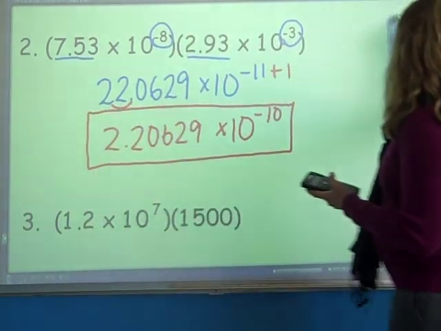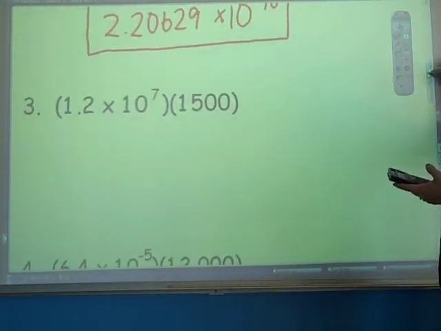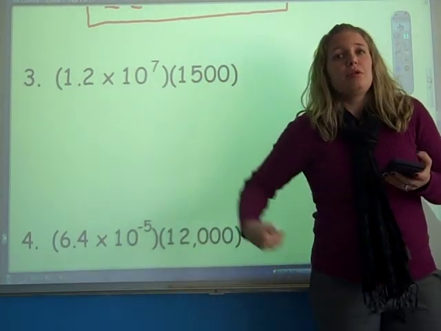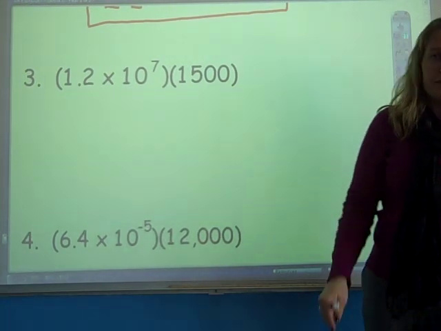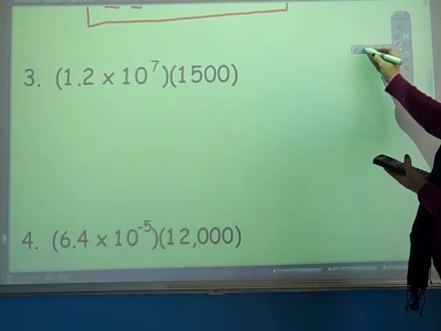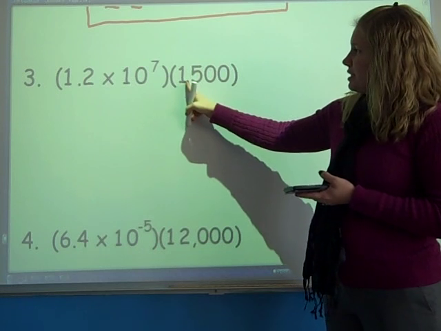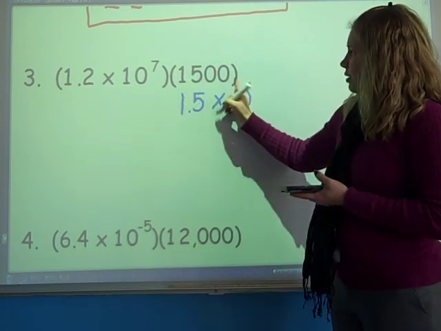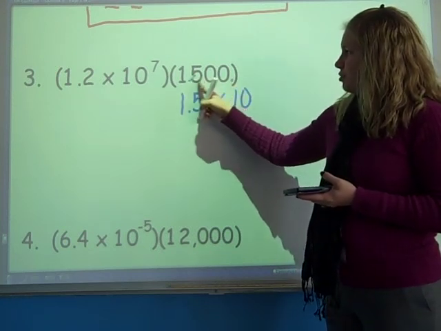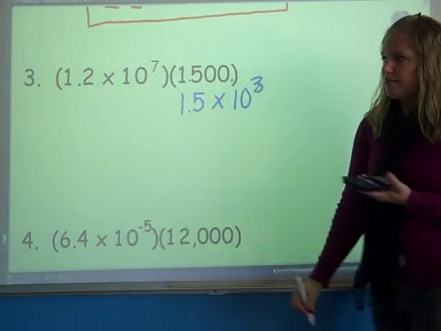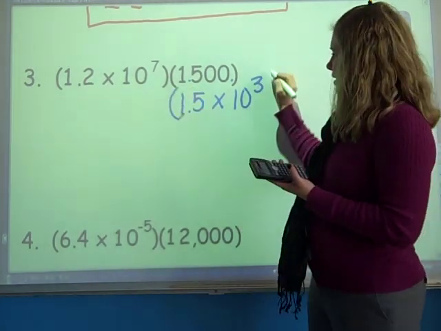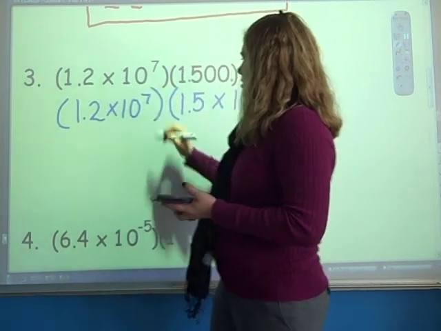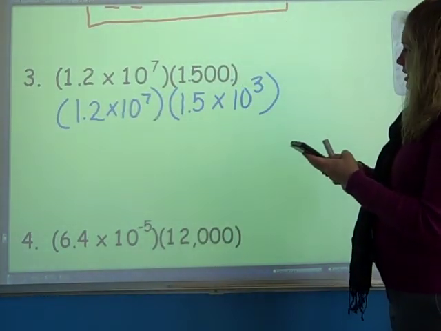Okay, let's try another one. This one's a little bit different, because one of the numbers is not in scientific notation. So you need to put it in scientific notation and then follow the steps that we did. To put this number in scientific notation, we move the decimal to right after the first number, 1.5 times 10. We moved it 1, 2, 3 spots. So these are the two numbers we're multiplying. 1.2 times 10 to the 7th times 1.5 times 10 to the 3rd.